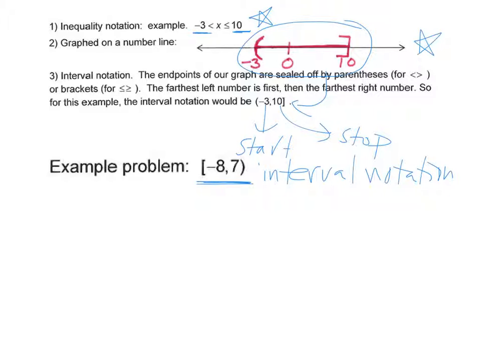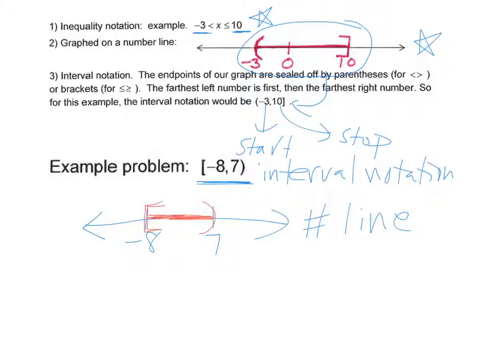So first let's do the number line. So I know I'm starting at -8, I'm stopping at 7. The -8 has a bracket, so I'll put a bracket on. The 7 has a parentheses, and then the start is -8, the stop is 7, so we join in between. So that is the number line.